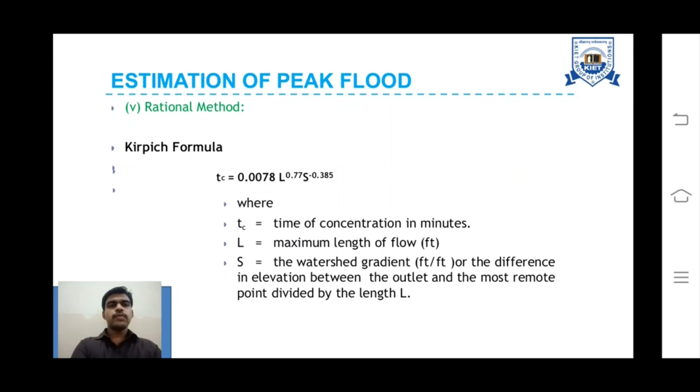Here comes one of the formulas, the Kirpich formula: Tc is equal to 0.0078 L power 0.77 S power minus 0.385, where Tc is the time of concentration in minutes, L is the maximum length of the flow, and S is the watershed gradient, or the difference in elevation from the outlet. Using the elevation of the most remote point and the outlet divided by the length, by considering this formula, we are determining the estimation of the peak flood.